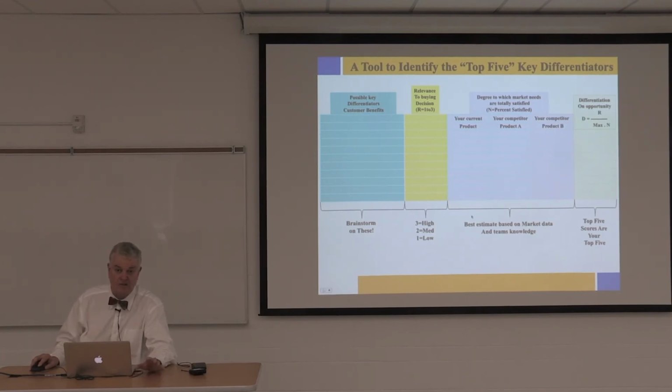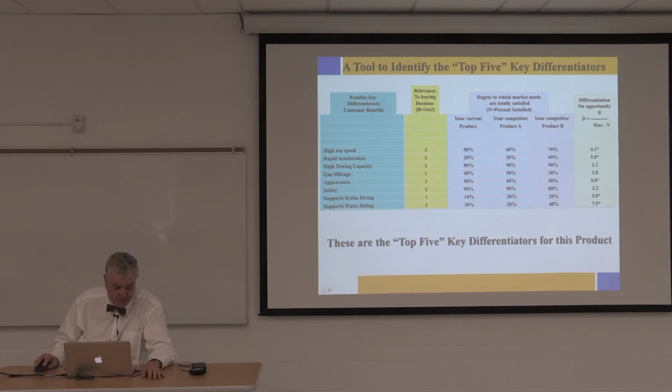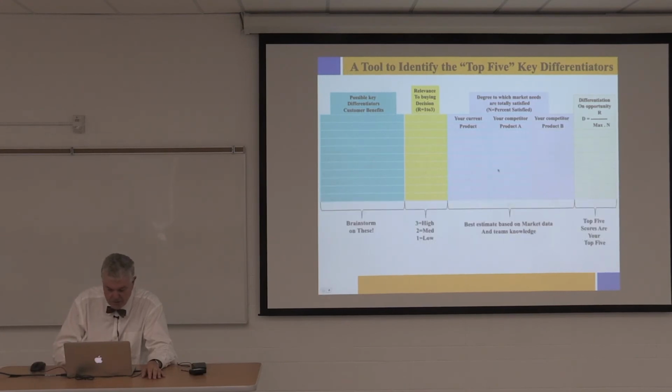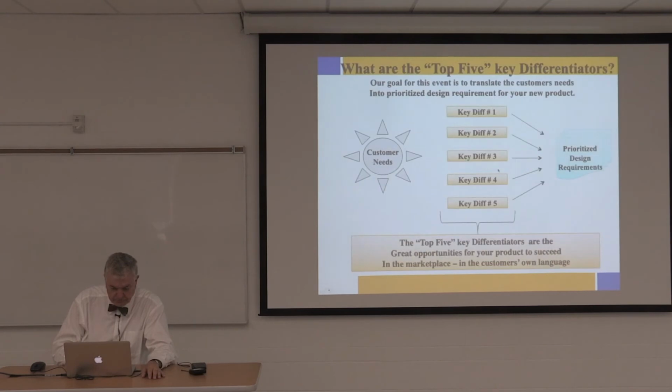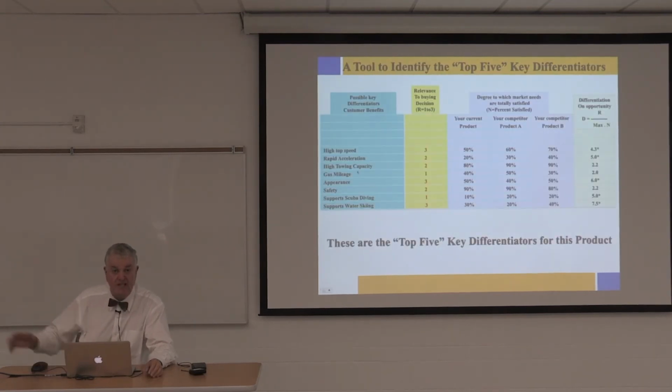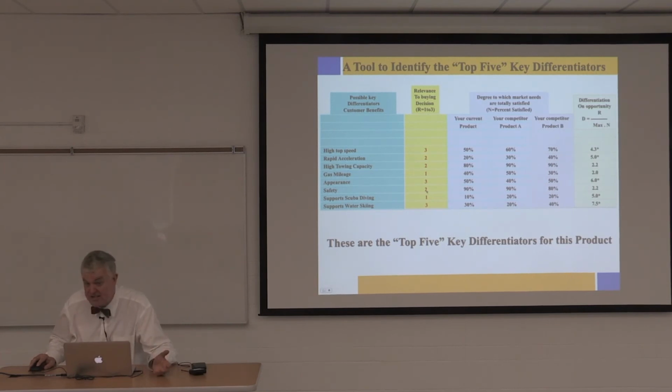There's lots of examples of this on the internet. Here's an example: high top speed, rapid acceleration. I put this in for a boat. Towing capacity to tow your boat. So this is a speedboat. Appearance of the boat, it's a 3 out of a 3, sorry. Everybody wants their boat to look beautiful. Safety, 2. I would want safety, 3. Support scuba diving. Maybe you're not a scuba diver, but if it was for scuba divers, they'd want scuba diver capabilities. Supports water skiing for the most part, 3.